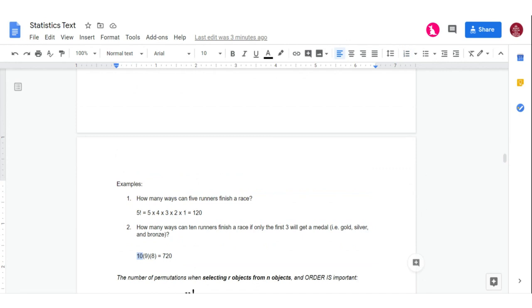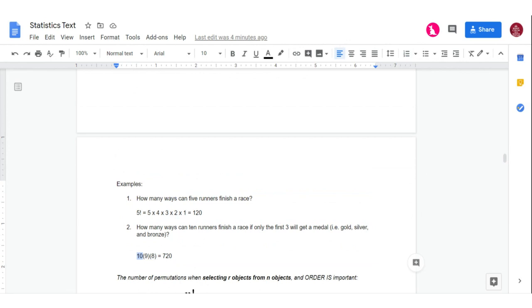On the second, once the first place finisher is taken care of, there's 9 left for second place. And then for the third place finisher, there's 8 left. And if you multiply, they get those 720. Now, there's really a little bit easier way to do this, especially if you do it on a calculator.